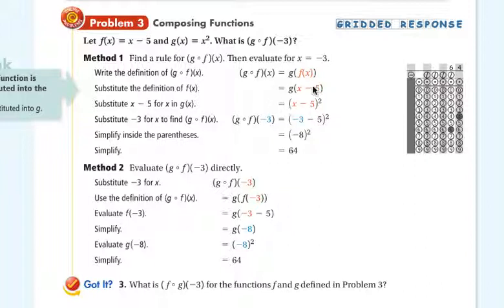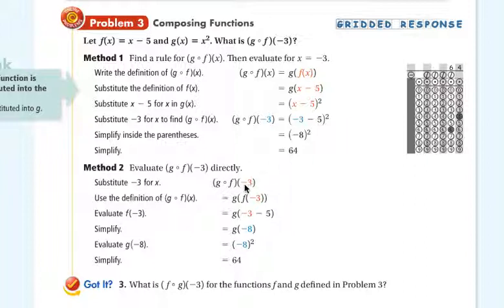All right, now that we've finished our composition function, we're going to take negative 3 and input it. So negative 3 is now going to go where the x is. Negative 3 minus 5 is negative 8. Negative 8 squared is 64. That's method 1. Method 2, we're going to go ahead and evaluate directly.